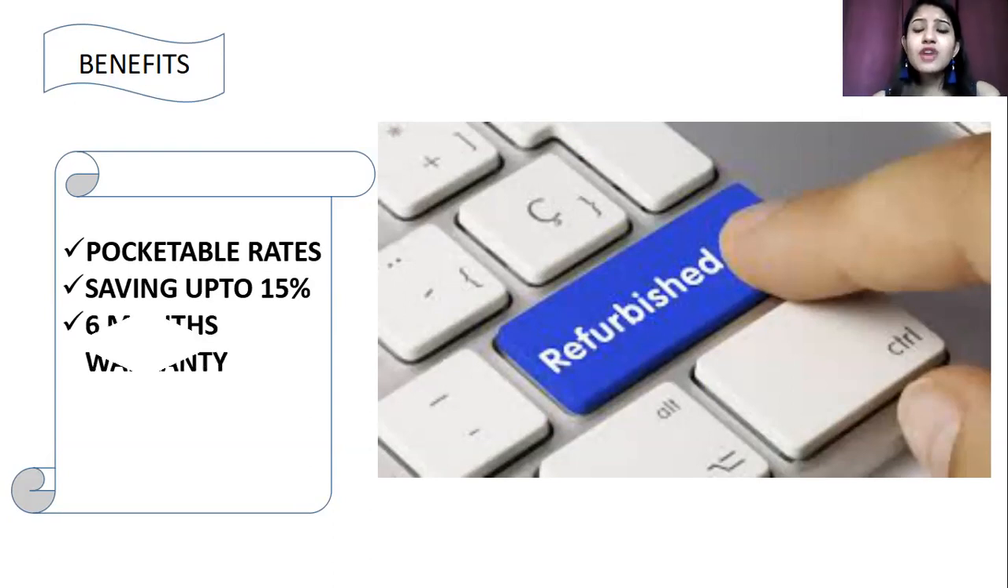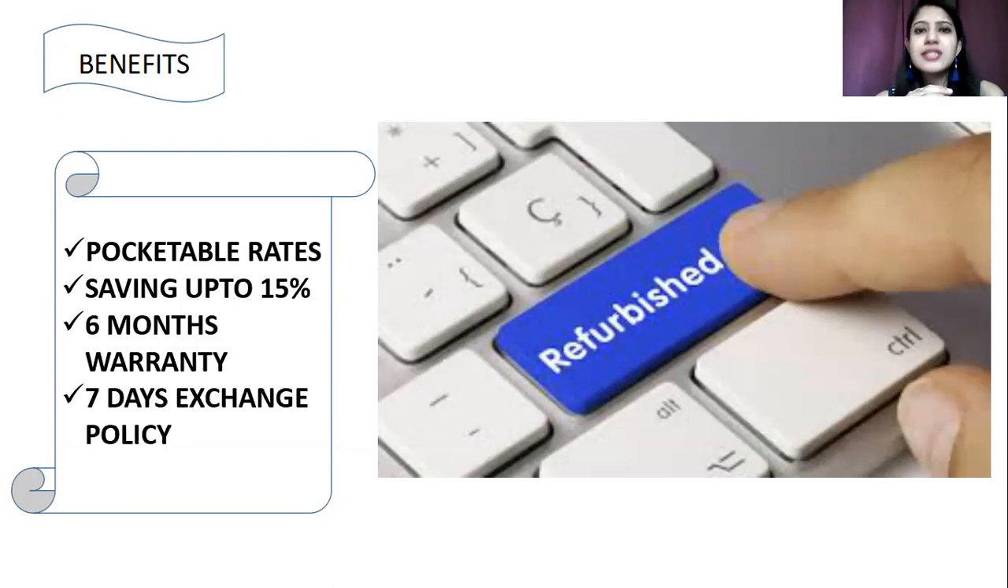Apart from that, if we talk about the warranty period, brand new products offer you a 1 year warranty, but refurbished products also offer you a 6 months warranty. This is quite exciting, because pre-owned gadgets usually do not have any warranty period. But if the condition is mentioned as refurbished, then you get a 6 months warranty along with a 7 day exchange policy. So these are the benefits of having a refurbished product, and they can be checked out on any website.